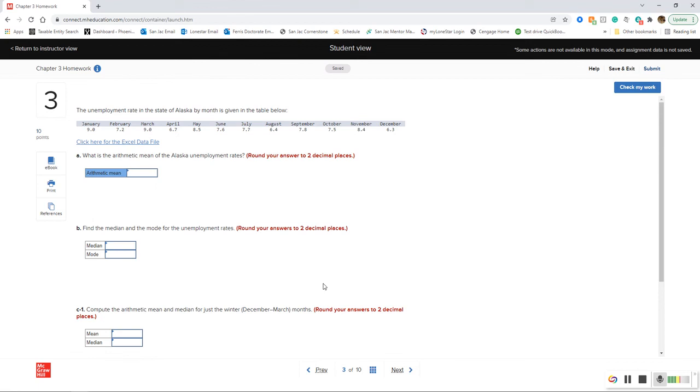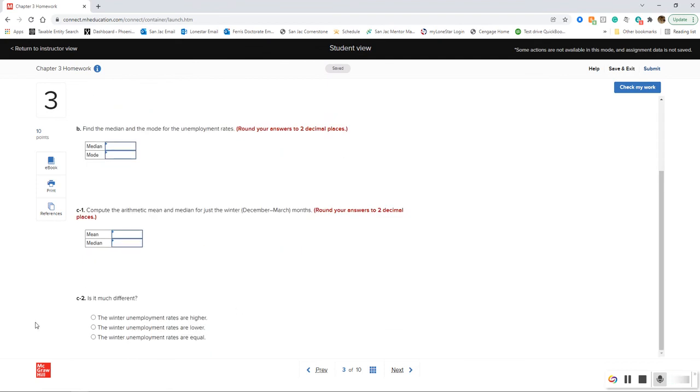And then they want you to compute the mean and median for just the winter months. So they say actually December through March, which would be just 4. And again, since we want to have 2 numbers in the middle, since it's even, we're going to have to add and divide by 2. Okay. And then, of course, don't forget about this last question.